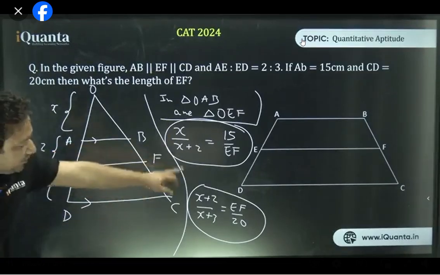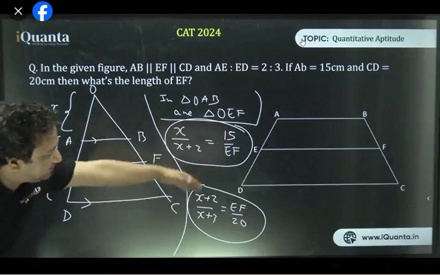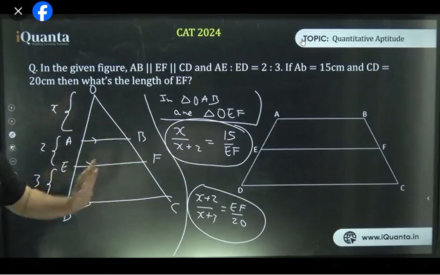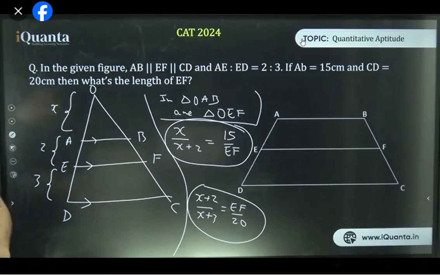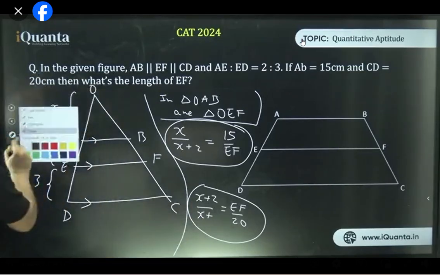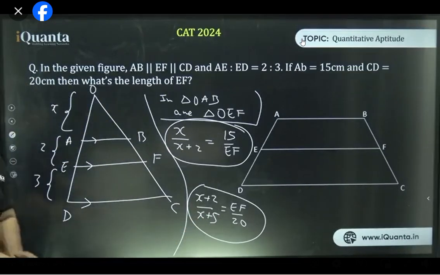Is that clear? So I hope you can solve this question. Multiply this by this, EF gets cancelled, you'll get the value of x. Once you get the value of x, you put the value and get the answer. Right? How x plus 3? Where? Yes, this is x plus 5. Sorry, actually. Yeah, x plus 5.